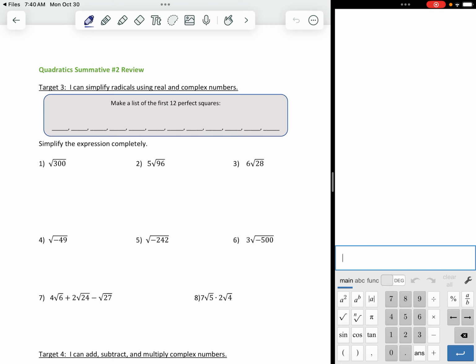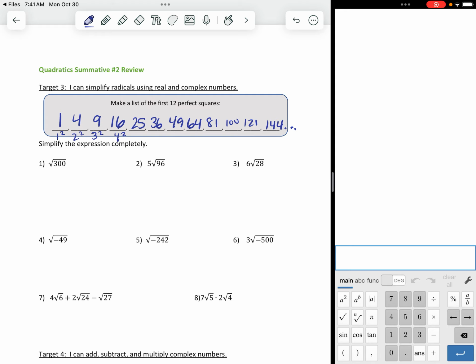All right, so we're going to go over the review, do some practice questions here. So first thing that you should do if you don't already have these written down somewhere is just make a list of the first 12 perfect squares. There's lots more, but these would be the ones we would expect you to know. So remember, you can always find this by just doing 1 squared, 2 squared, 3 squared, 4 squared, and so on. Or you can always use your calculator. Okay, and that list keeps going. That's what we expect you to know.